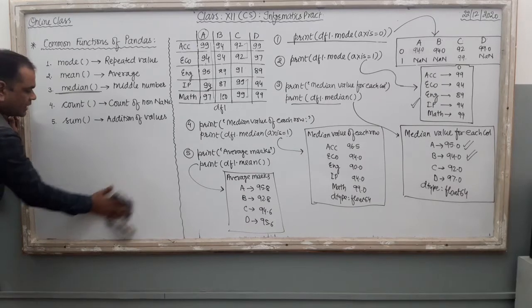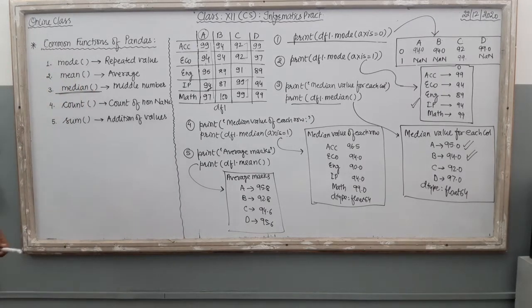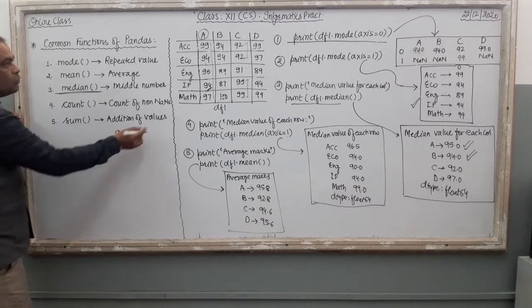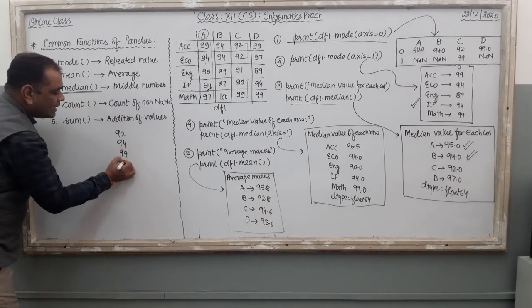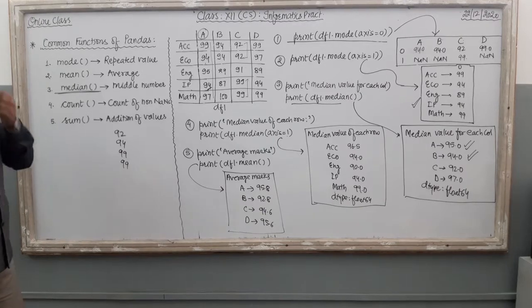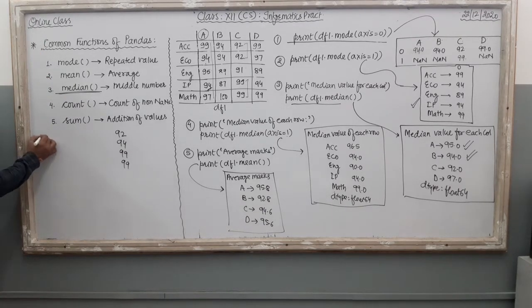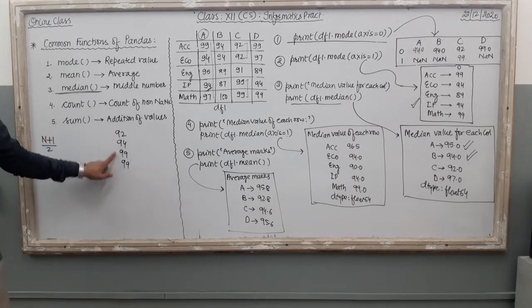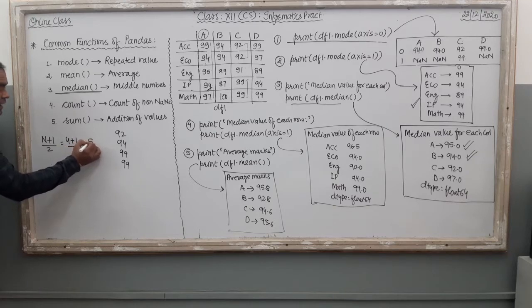So your first work is what? Very first, you have to arrange these values in ascending order. So here the result is 92, then 94, then 99, 99. 4 values are there. I just arranged these values in ascending order. Now just use the formula. The formula is (n plus 1) by 2. N means the total number of items. Here 1, 2, 3, 4: 4 items are there. So it is 4 plus 1 by 2. Now here it is 5 by 2.